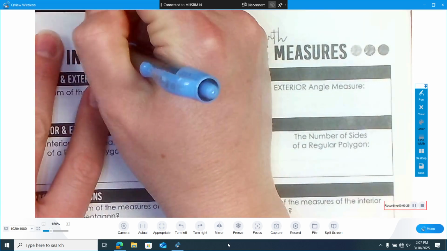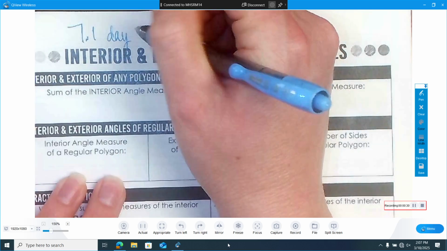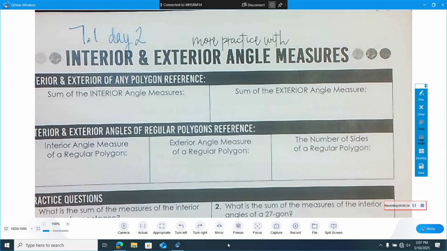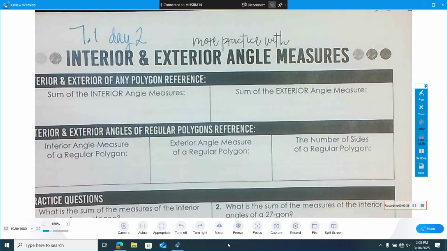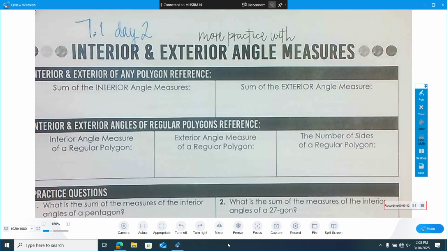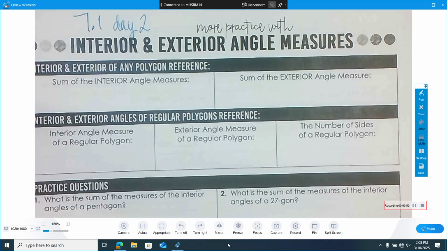This is 7.1, day 2. It's more of what we did yesterday, but it just has a few extra little things we want to pay attention to. You need to take really good notes, okay? Everything is a little bit different, so make sure you're writing everything down so that you can use it to help you on your homework.